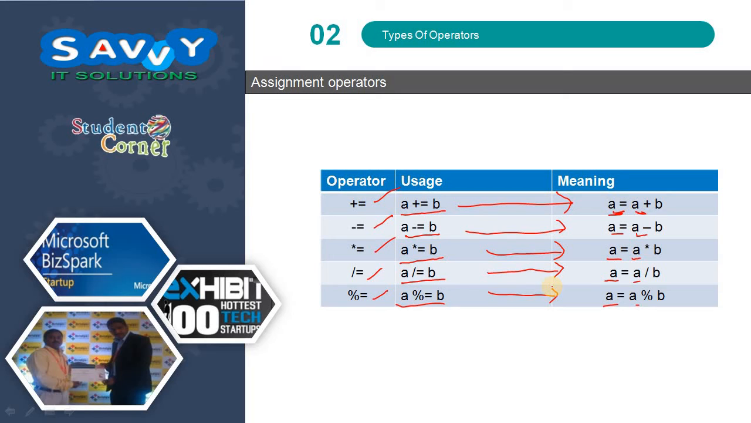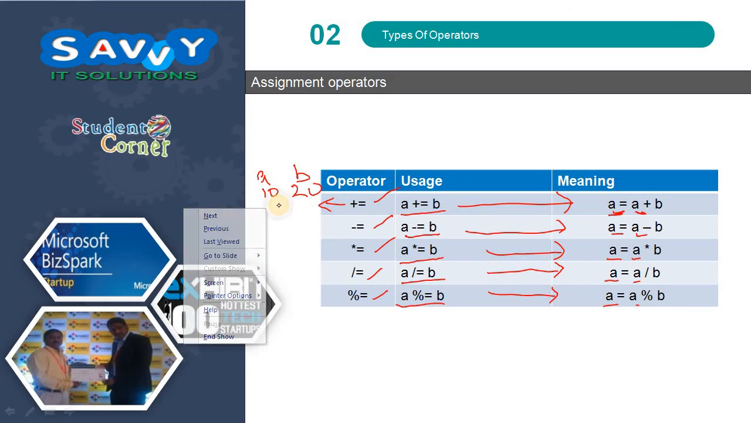Simply, I can say that I will take two values and we need to find the values of that. Okay, let us take a and b. A is 10 and b is 20. After performing this operation, a will become 30 and b will remain 20. The new values of a and b are 30 and 20.